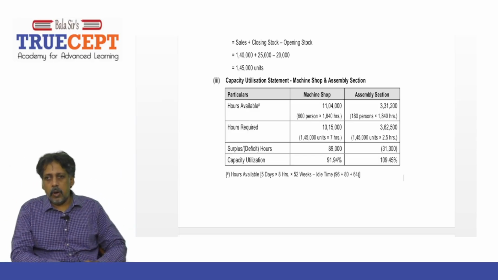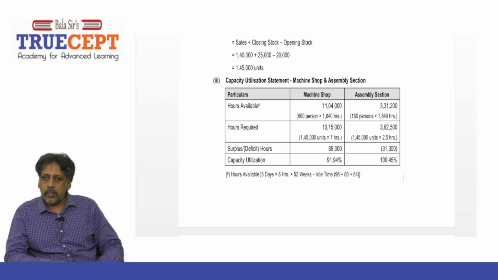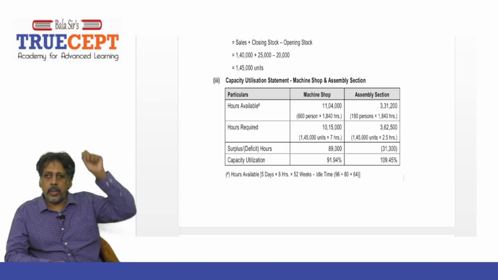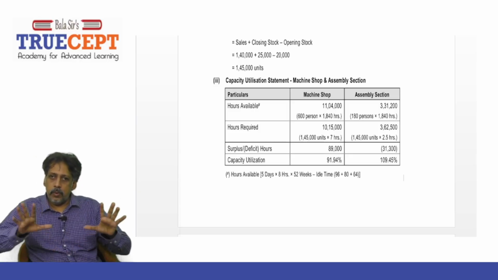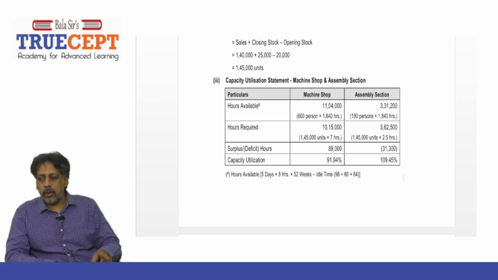Is that fine? It's called what? Man hours. Or in the UK they say person hours. Why not man hours? Because women came to fight. Why are we not working, or what? Okay, fine. No problem. Person hours. So it is 11 lakh 4,000 person hours or man hours.